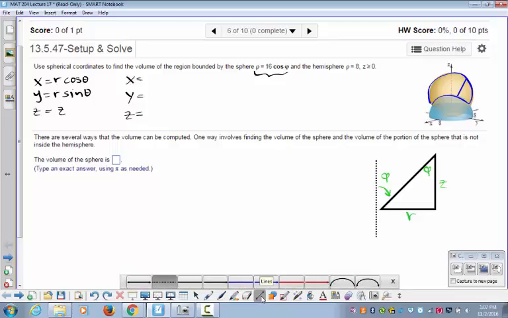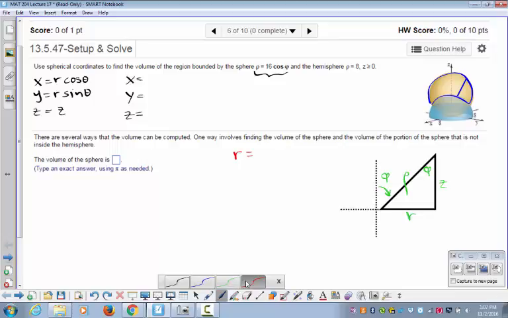And what we do is just look at the trig functions sine and cosine of phi. If we look at that, we see that r is equal to, and this radius here is, of course, rho. So we get rho sine phi for r, sine phi because it's opposite, right? That's sine. And then for z, we get rho cosine phi. So those are our two conversions.